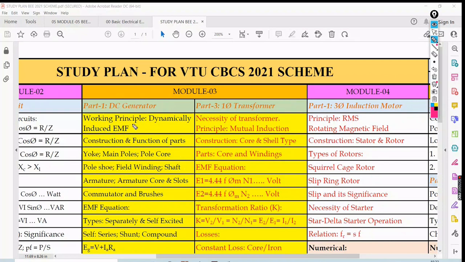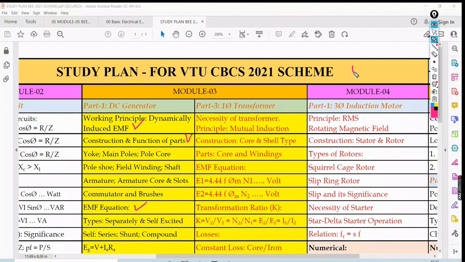Okay, that is the working principle and its construction. These two will also be important. One question will be fixed. Then the EMF equation of the DC generator. Can anybody tell what the EMF equation of the DC generator is?